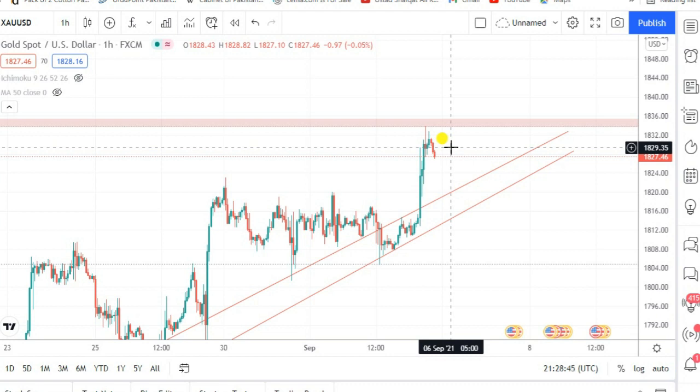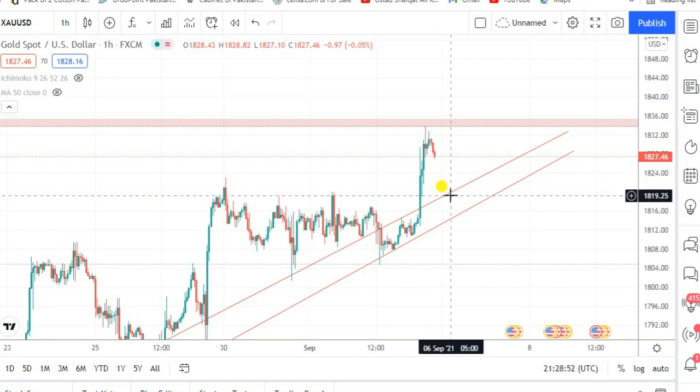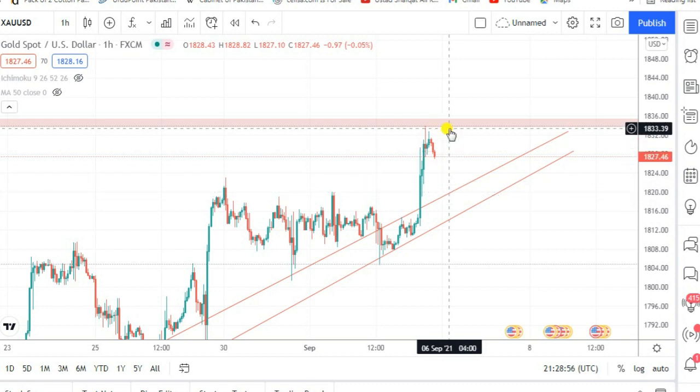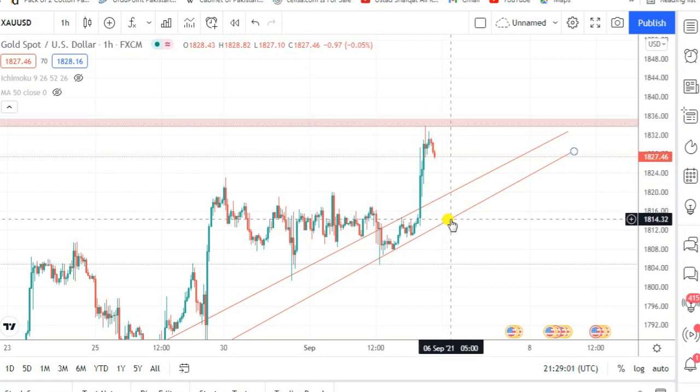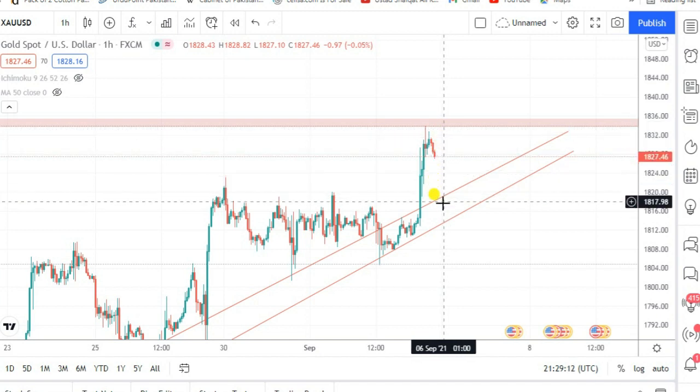I'm giving you a summary. At least 1820, or 1819 to 1820, is the area where you have to look for a buy trade. Second, whenever the market breaks this area, look for a buy trade. Also, whenever the market comes to the 1814 area, look for a buy trade. Now, what are the sell positions? 1835 to 1830 is the area where you should look for a sell trade. The second possible position is whenever the market breaks almost 1817 or 1815, then you look for a sell trade.